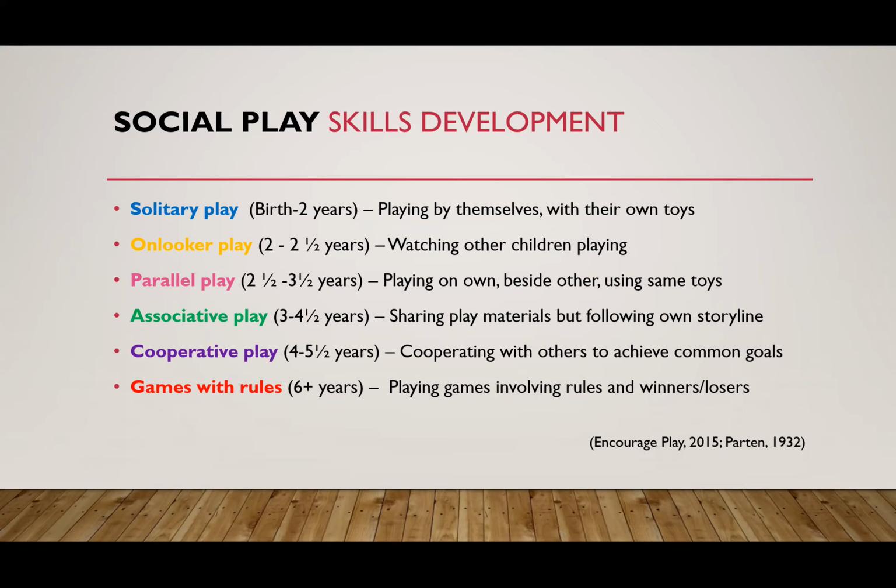From 3 to 4.5 years old, it is the stage for associative play. Children begin to truly play with others. They share play materials, but may be following their own storyline. At this stage, the children start to understand that some things belong to them and some things belong to others.